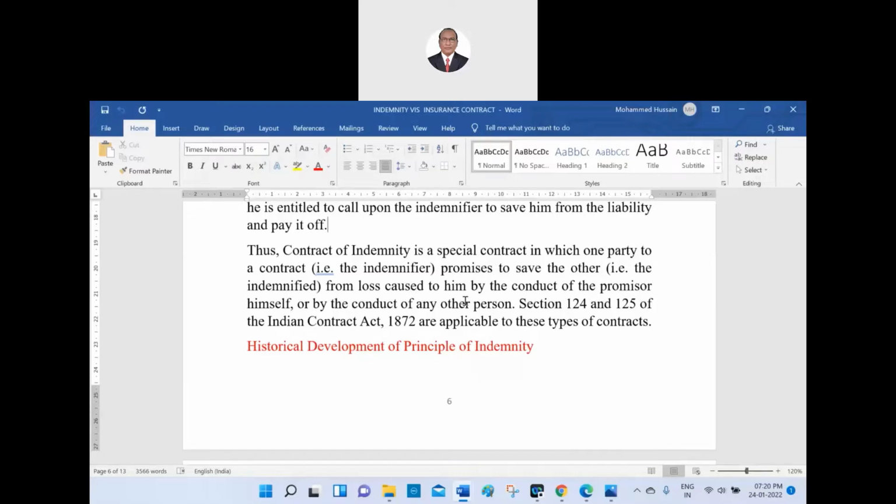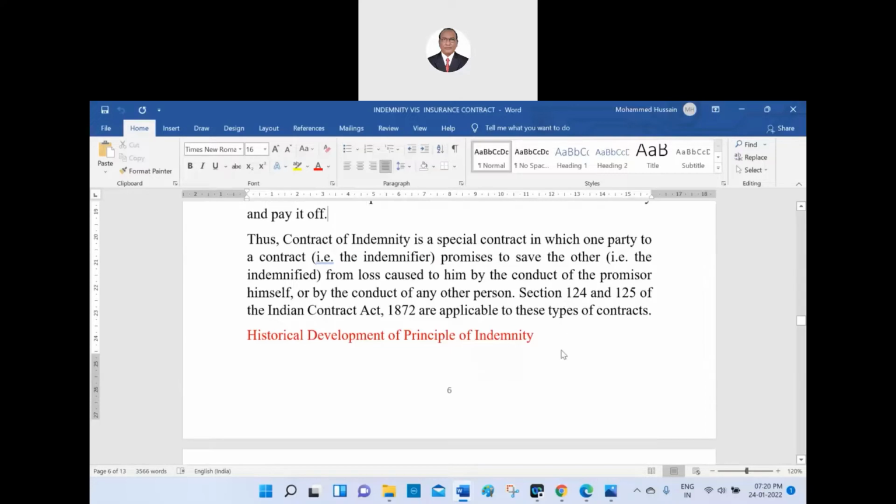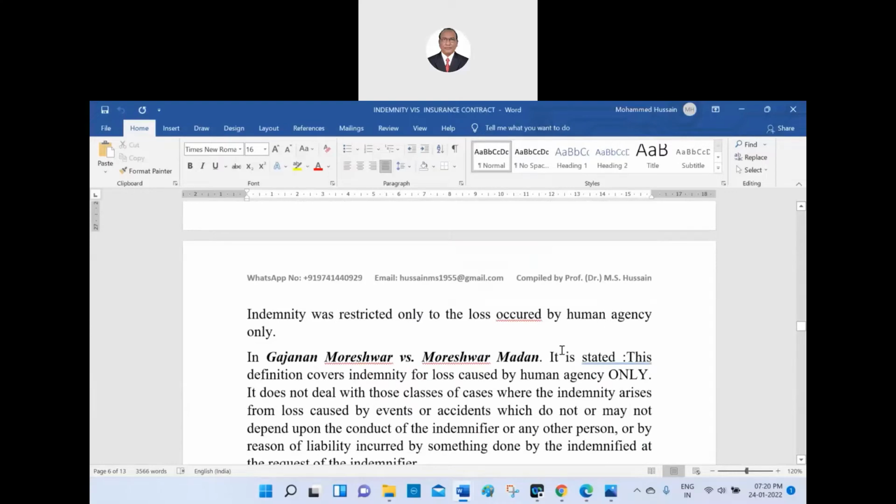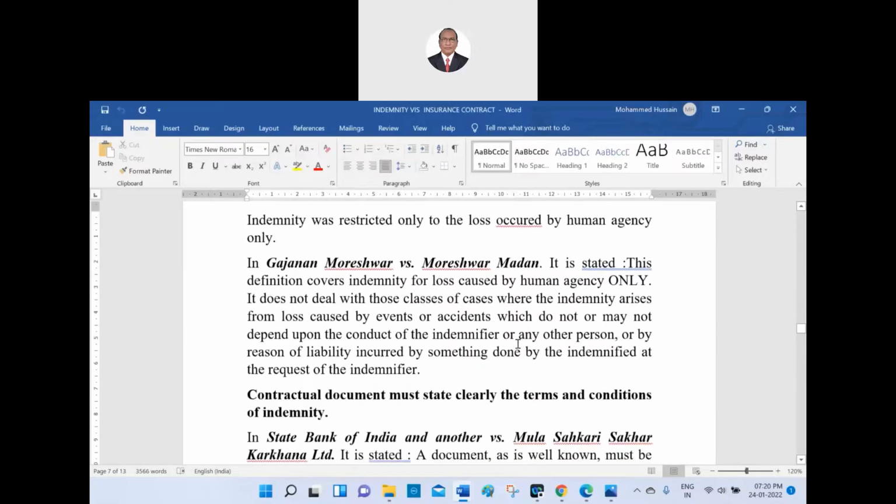Sections 124 and 125 of the Indian Contract Act 1872 are applicable to these types of contract. Now let's see the historical development of the principle of indemnity. Indemnity was restricted only to the loss occurred by human agency only. In case of a natural disaster, provided it is in the policy, it will be covered. Otherwise, it will not be covered. Is it clear? Again, the same thing is mentioned in Gajanan Moreshwar versus Moreshwar Madan.